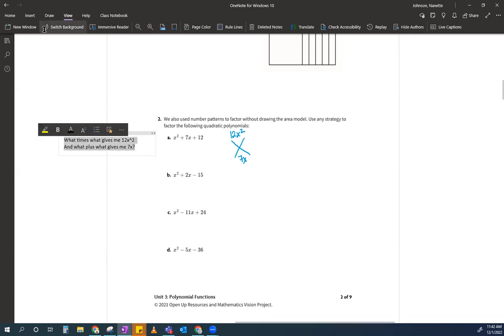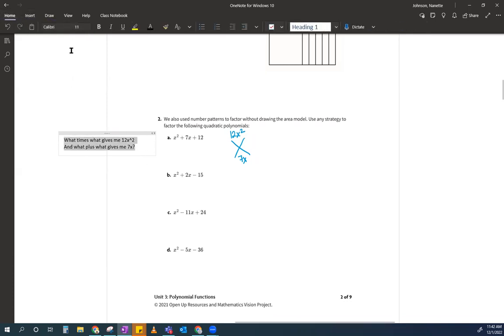This is a really important question. If you struggled at all with factoring, it's probably because this question didn't make sense to you. So I'm trying to make it make sense to you. So the very first thing that I do is I write out my factors of 12.